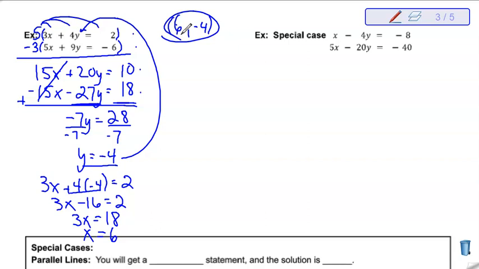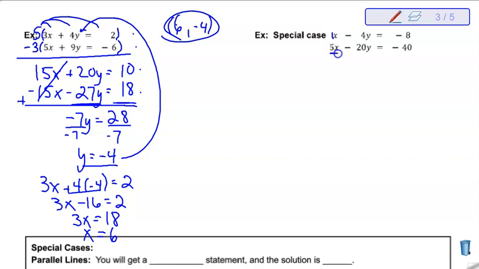All right. Let's do our special case. Our special case says x minus 4y equals negative 8, and 5x minus 20y equals negative 40. If I'm looking to eliminate the x's or eliminate the y's, I definitely don't have opposites on each of those. So we have to get it there, okay? I'm honing in on this 1 right here. I can make that anything that I want.